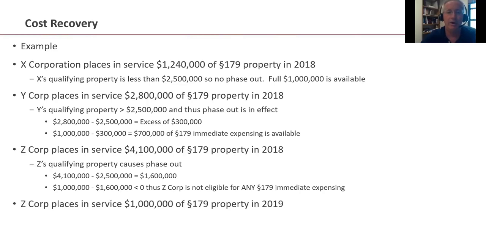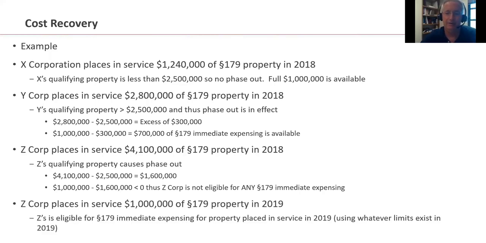All right, what about 2019? They place $1 million in 2019. Well, we don't even know what limit exists then yet, right? That hasn't been released to us, but we know that when that limit is released, we'll know how to calculate it, right?